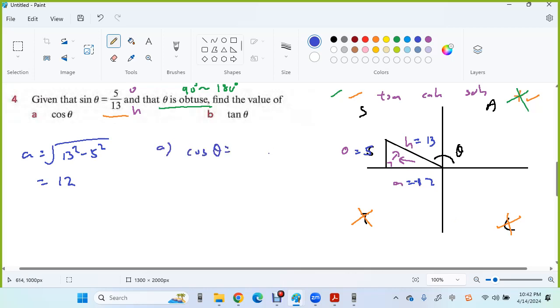Okay, so we want to find cos theta. So cos theta will be adjacent over hypotenuse, negative 12 over 13. And then we want to find tangent theta, which is opposite over adjacent. So it's negative 5 over 12. So in mathematics, we cannot put the negative at the denominator part. We need to write it outside or above.